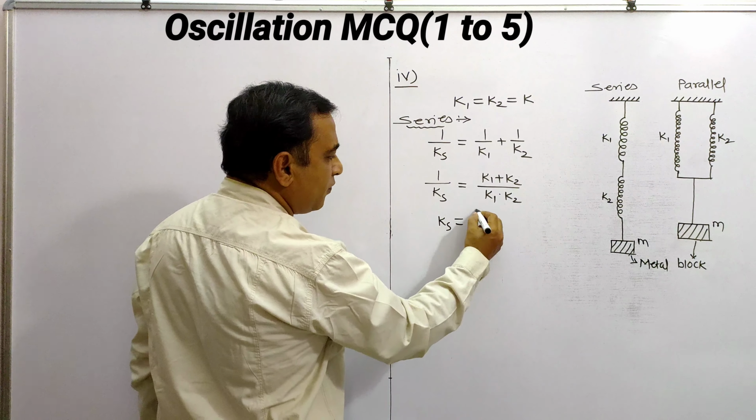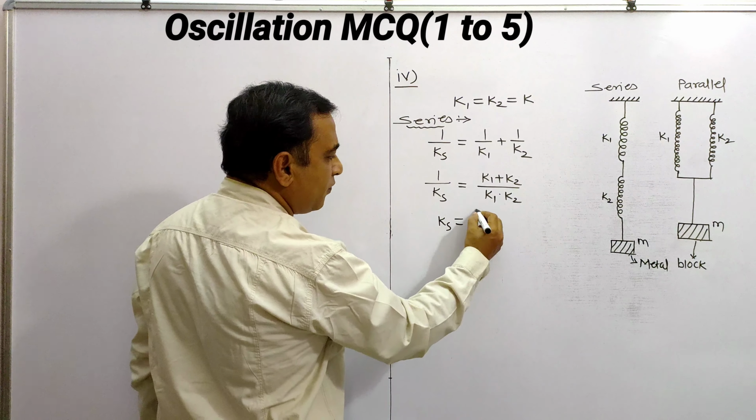As we know, both are the same, so I am going to write K into K, K square, divided by K plus K, 2K. So one of the K gets cancelled. So Ks is equal to K by 2. The only remaining factor is K by 2 in case of series. You will have to remember this. This is for the series.